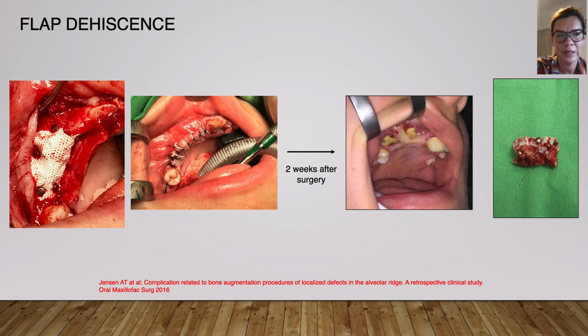Mainly the cause of this flap dehiscence is that we are increasing the volume of the bone under our flap. Even if, after the surgery and before we close the flap, we make a release of the flap, it is very hard to close it tension free. And if there is a little tension in that area on top of our augmented area where we bring together the edges of the flap, there will be a flap dehiscence or a flap opening, which could cause complications.